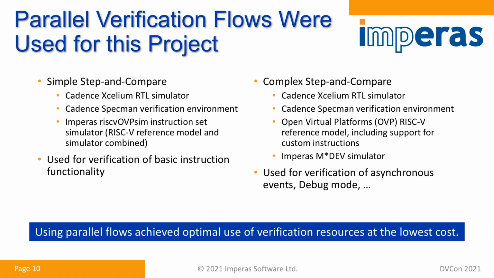We also used a complex step and compare flow, again using the Cadence tools, but now using an Open Virtual Platforms RISC-V reference model, including support for custom instructions, and the Imperas M*SDK simulator. So these are now separate executables that are working together. And this whole flow provides better support for verification of asynchronous events and debug mode, among other things. So using parallel flows achieved optimal use of verification resources at the lowest cost.